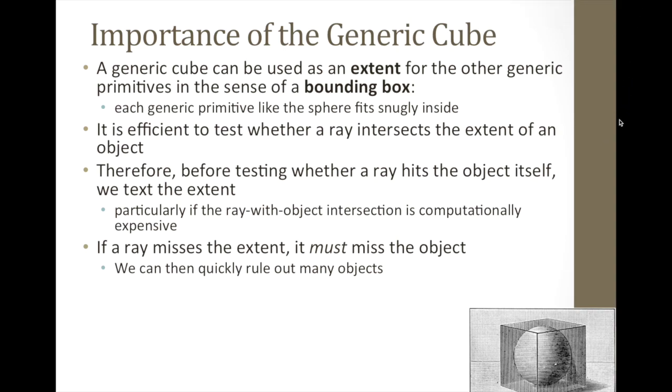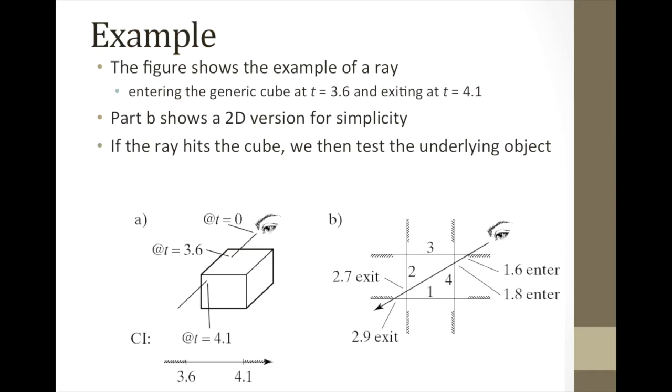So essentially, we can test against the bounding box first, and if the ray doesn't hit the bounding box, we don't have to test against the underlying object. It turns out it's much more computationally cheap to test against the bounding box than against the underlying object. So we put a bounding box around all of the objects, and then this goes much faster. If the ray misses the box, it must miss the object. If it hits the box, then we test against the underlying object because maybe it will hit the object.